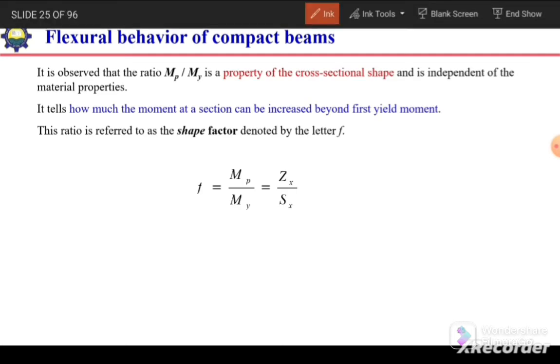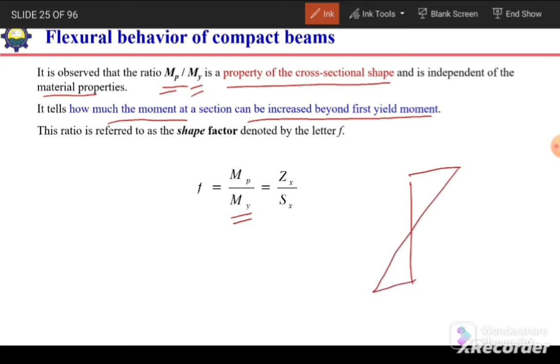It is observed that the ratio of Mp over My is a property of the cross section. This ratio of plastic bending moment capacity and elastic bending moment capacity is a function of the cross-sectional shape of the section instead of the material properties. This ratio tells us how much the moment at a section can be increased beyond the first yield moment. My corresponds to the first yield moment, when only the extreme fiber has reached the yield limit, and Mp is the moment corresponding to the limit state when the whole section is yielded.